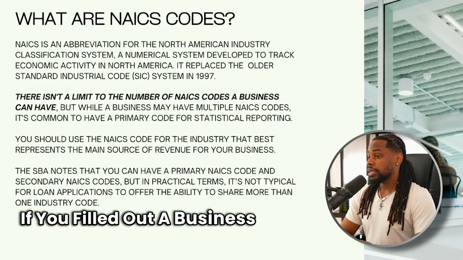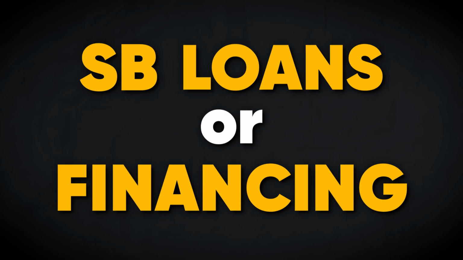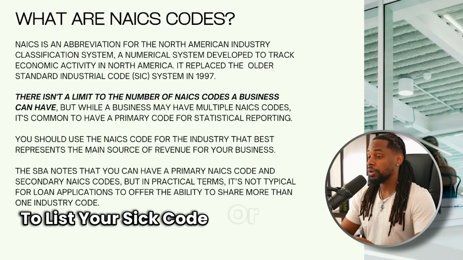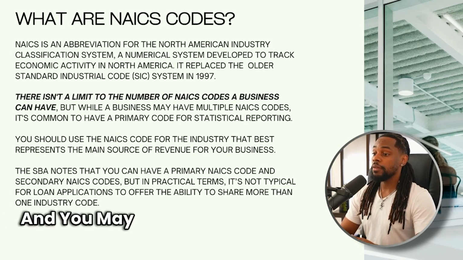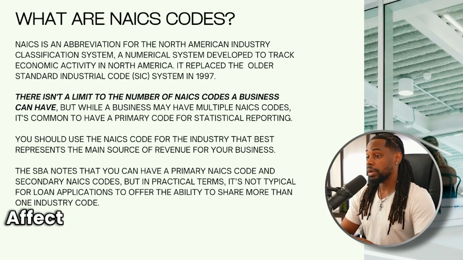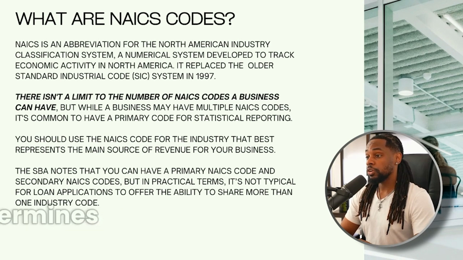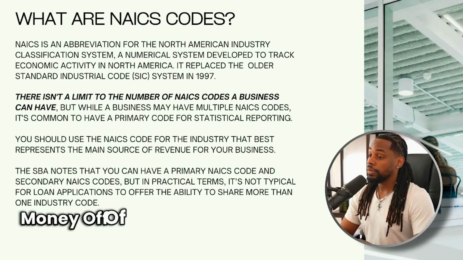If you filled out a business application for small business loans or financing, you may have been asked to provide information about the industry your business operates in, or even to list your SIC code or your NAICS code, and you may have wondered why this information is requested by lenders or how it would affect whether or not your application is approved. When a financial institution determines whether or not they should lend money to a business, it comes down to one simple thing. They want to make money off of interest.